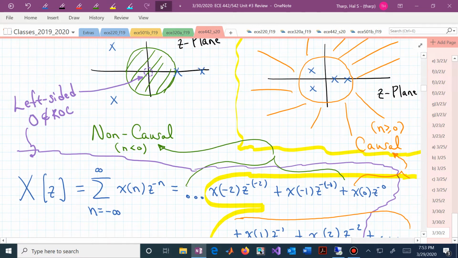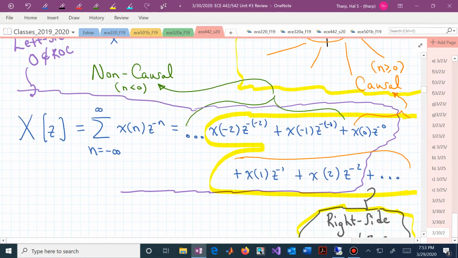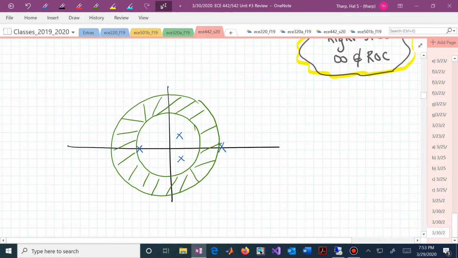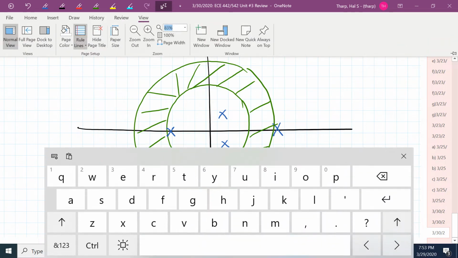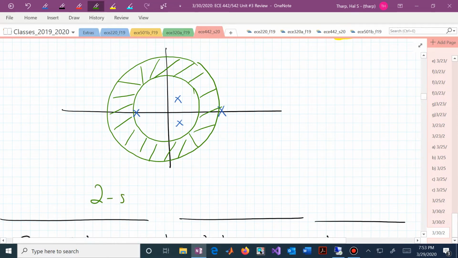Those are the two patterns associated with left-sided and right-sided. Left-sided again includes non-causal. Right-sided includes causal. We have the third pattern, which is now what we refer to as two-sided. Now we actually have poles. Some poles are interior to the region of convergence. Some are outside of the region of convergence. None are in the region of convergence.